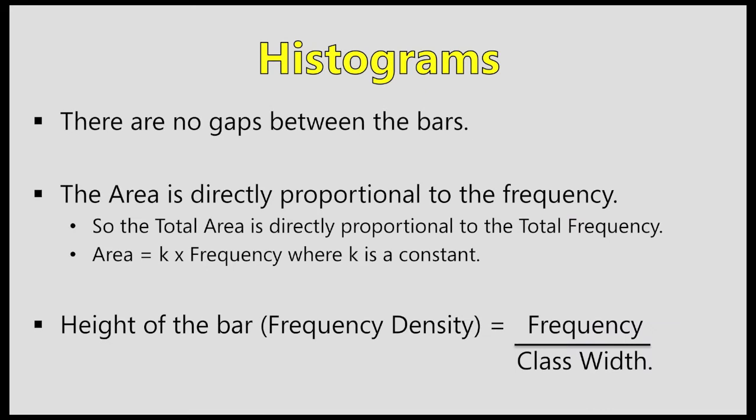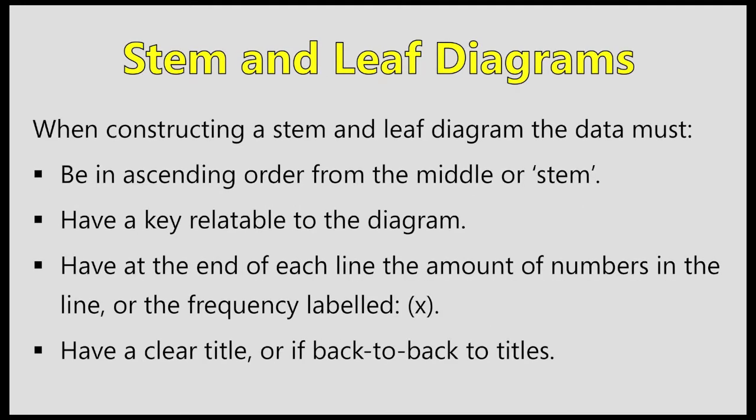Histograms. There are no gaps between the bars. The area is directly proportional to the frequency, so the total area is directly proportional to the total frequency, which you would put as area equals k times the frequency, where k is a constant, and that's how you find out one or the other. The height of the bar, or the frequency density, is equal to frequency over class width. That's all you need to know, really. That's it.